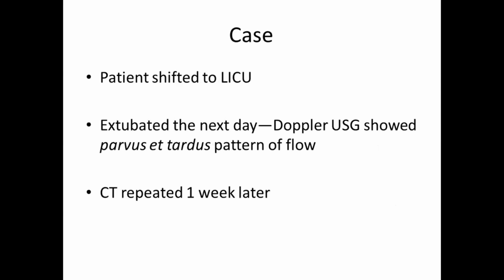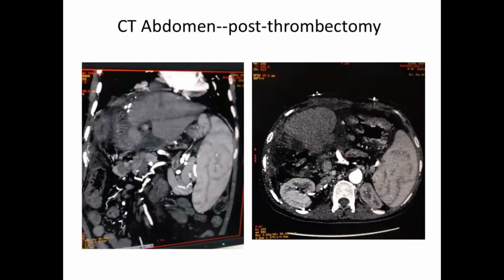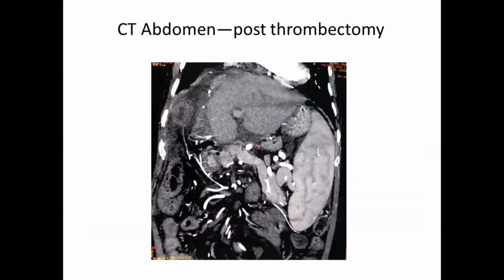The percutaneous Doppler ultrasound showed a parvus et tardus pattern of flow, and the CT was repeated 1 week later. And this is what the CT scan showed. The graft again looks well perfused. We don't see any focal areas of altered density. But again, as you can see, at the anastomotic site, there isn't any great inflow into the graft. And we would talk about the large series of patients who've been subjected to treatment that I just described.